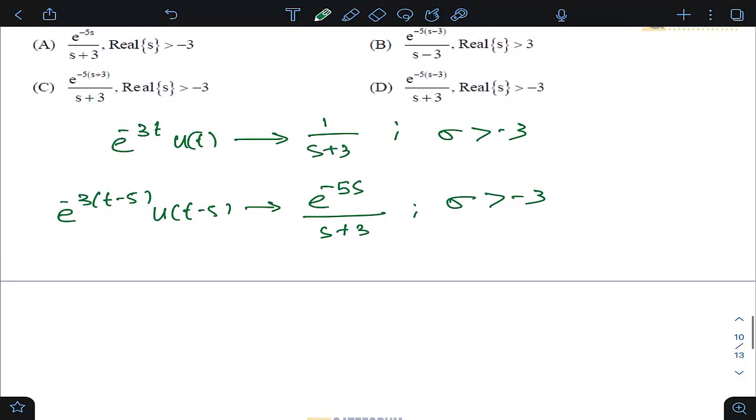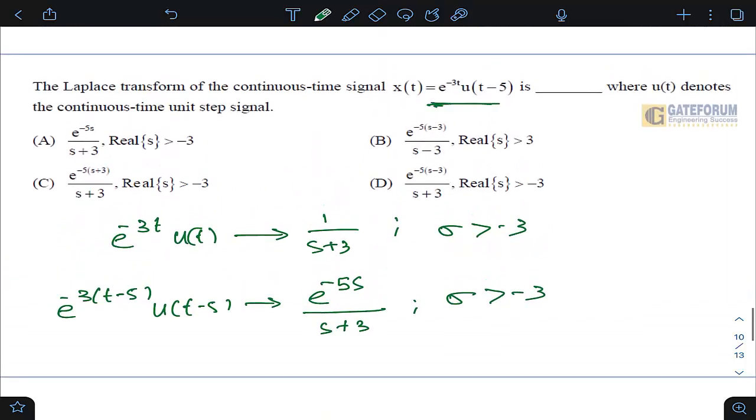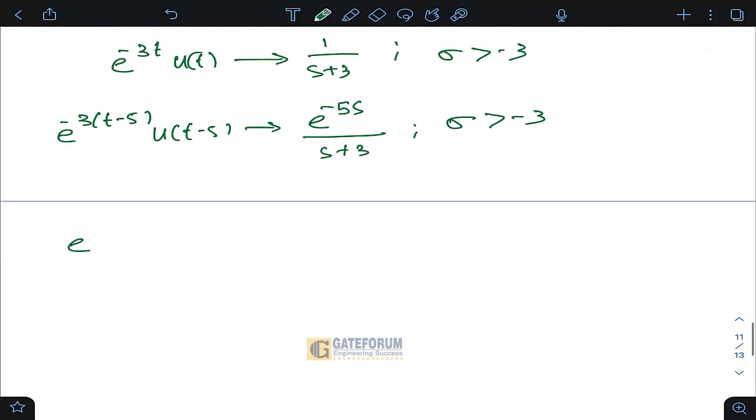But we are supposed to find the Laplace transform of this one. I mean, you don't have shifting on this factor. So I can write it as e raised to power minus 3t and this is u of t minus 5. So what is the factor here? E raised to power plus 15. E raised to power minus 3 and e raised to minus 5 is e raised to power plus 15.